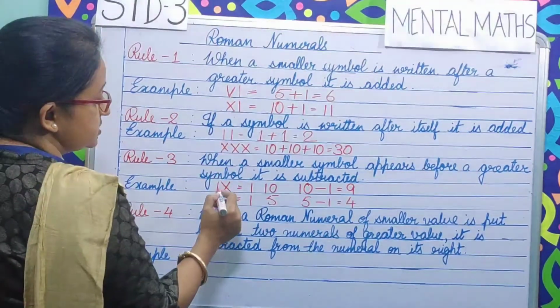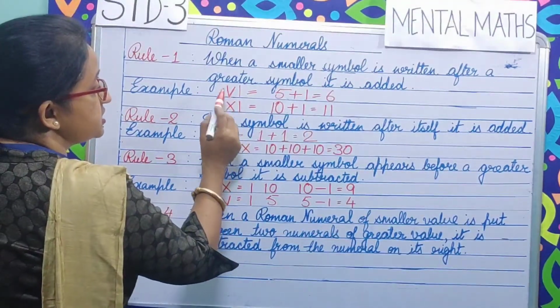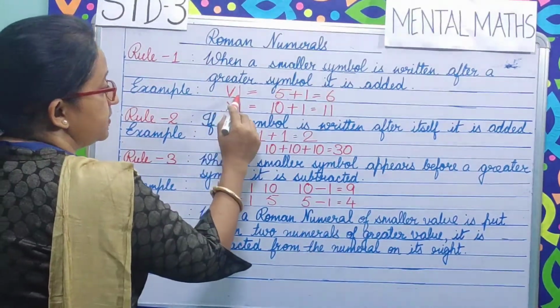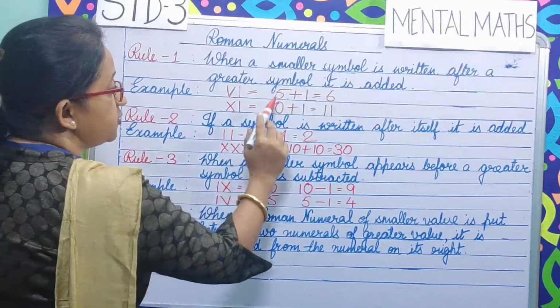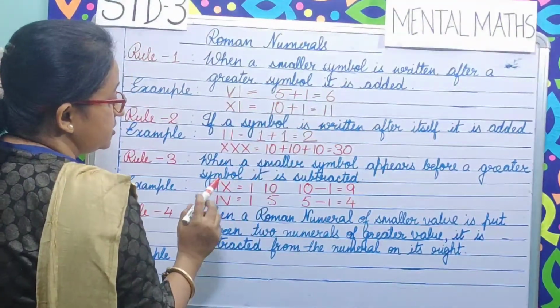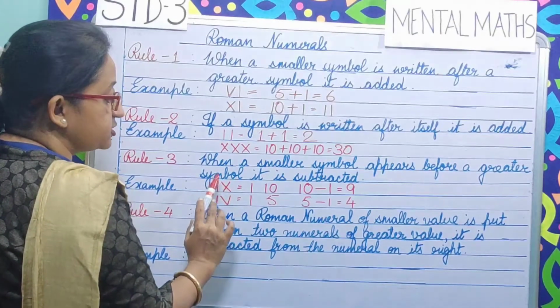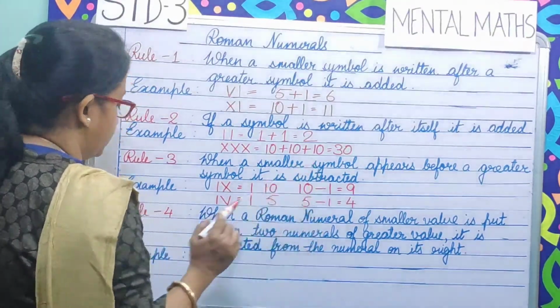The same numbers are written here, but since the number V is of a greater value and number I is of a lesser value, so we add here and here. The same thing, when the lesser value number is written before the greater value number, then we subtract.